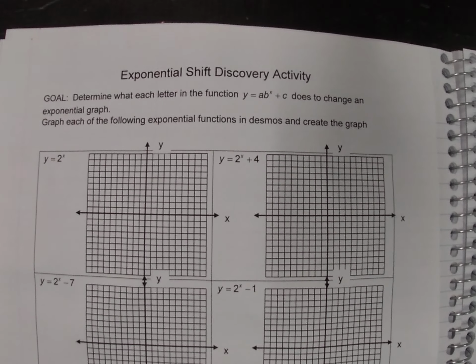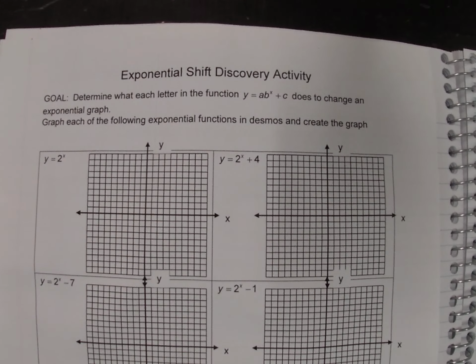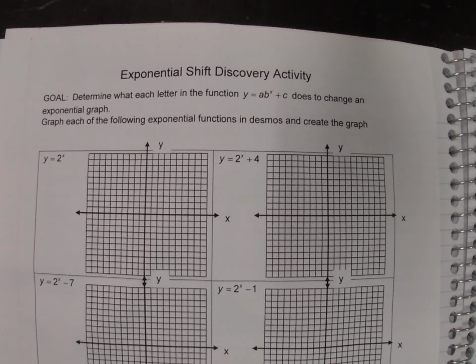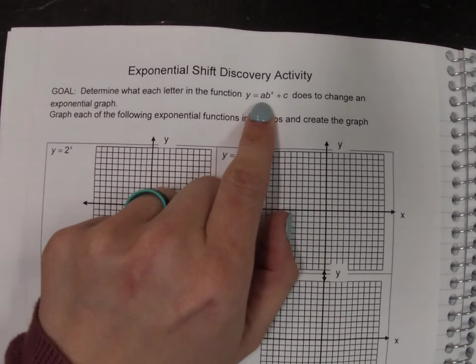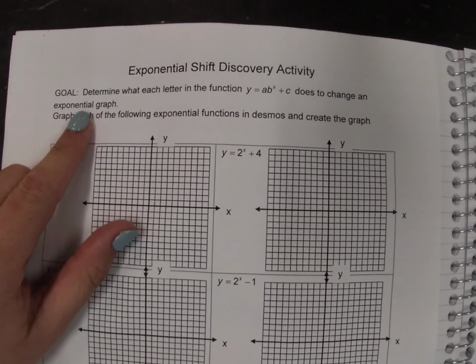For today's notes, we are going to be looking at how exponential graphs are shifted based on different numbers that change. So the first thing is that this is an activity that we're doing in class. Realistically speaking, you can do the same discovery at home. Our goal is going to be to determine what each letter, the A, B, and C, does to change an exponential graph.